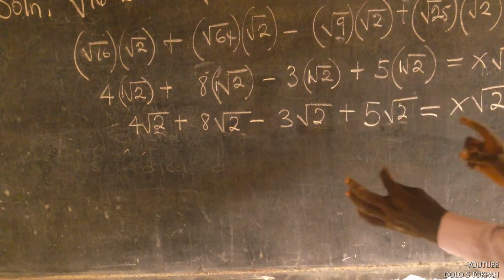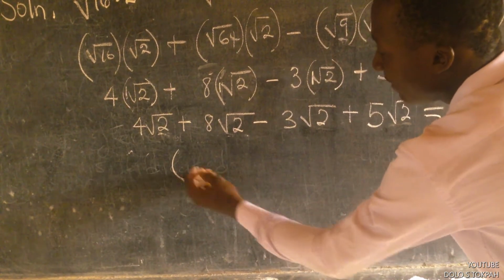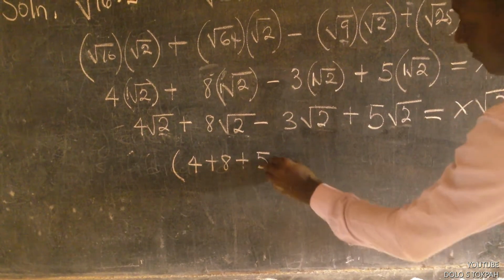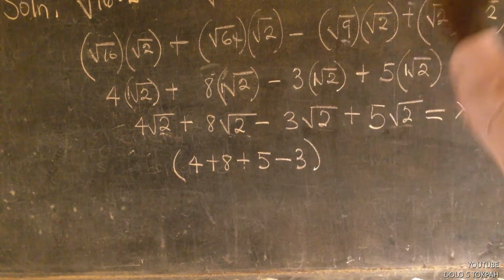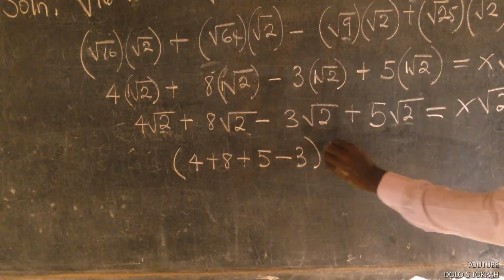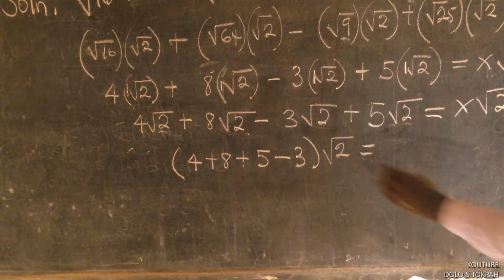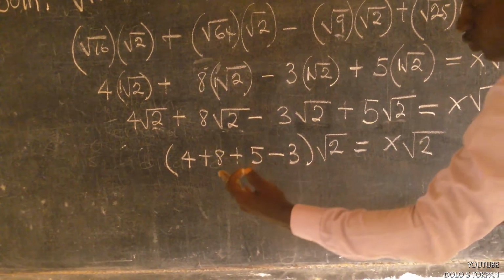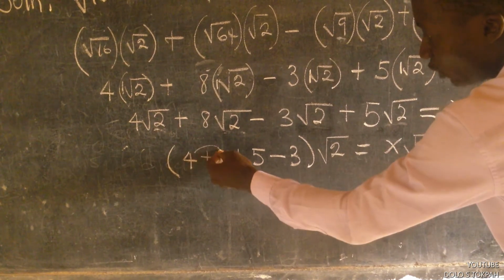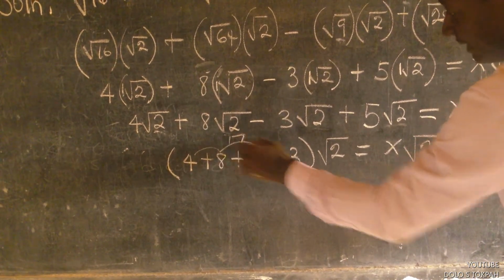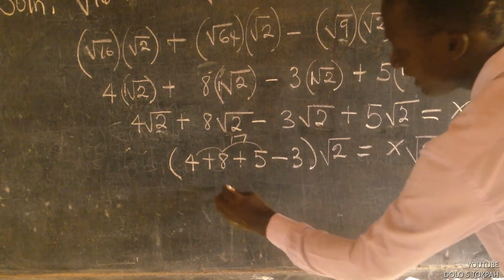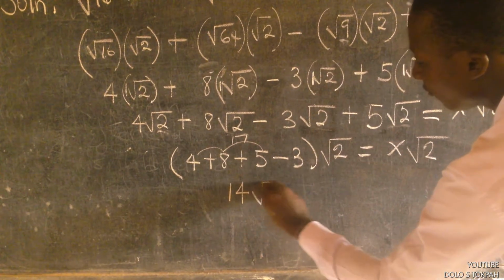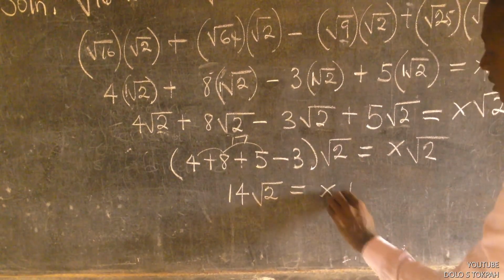So now we are going to do this by saying, based on the operation, we create parentheses: 4 plus 8 plus 5 minus 3 enclosed, and we take out the radical because all of them here are the same. So we say root 2 equals x root 2. Now, knowing that we don't have to do anything much, we just add: 4 to this one is 12, plus this one is 17. So when I take away 3, I'll be left with 14. And this 14 can also multiply by this, so it will turn to 14 root 2 equals x root 2.